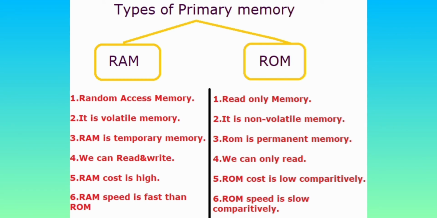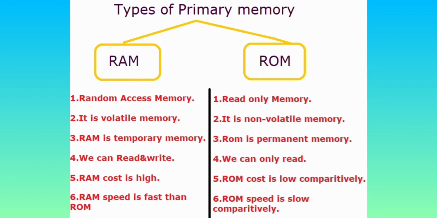Types of primary memory. Primary memory has two major classifications, those are RAM and ROM. RAM is random access memory, ROM is read-only memory. These are the abbreviations of RAM and ROM. So RAM is volatile memory. ROM is non-volatile memory. RAM volatile means temporary memory. ROM non-volatile means permanent memory.